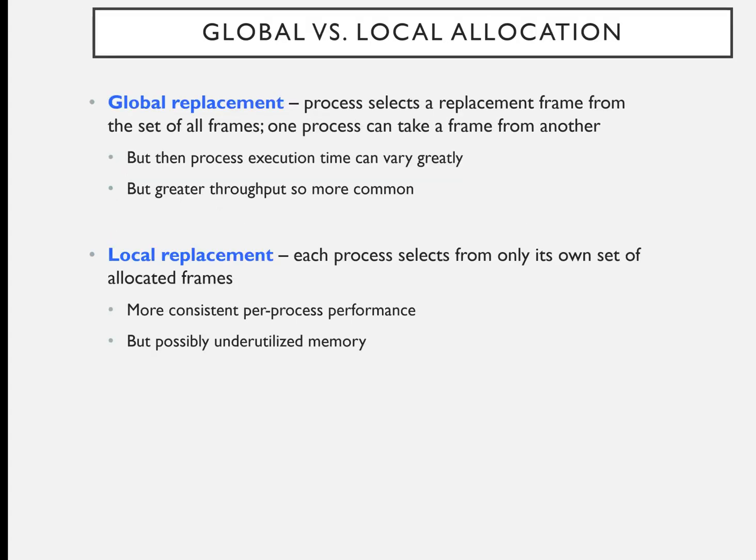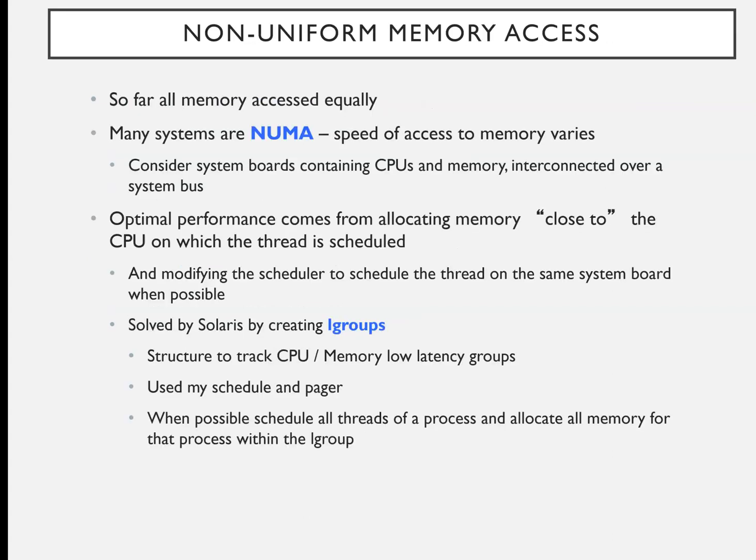Okay, another option is global versus local allocation. With global replacement, the process selects a replacement frame from the set of all frames. One process can take one from another. But process execution times can then vary greatly, though you'll improve throughput. Another idea is local replacement, where each process selects from only its own set of frames. And you get more consistent process performance, but you could end up with some underutilized memory.